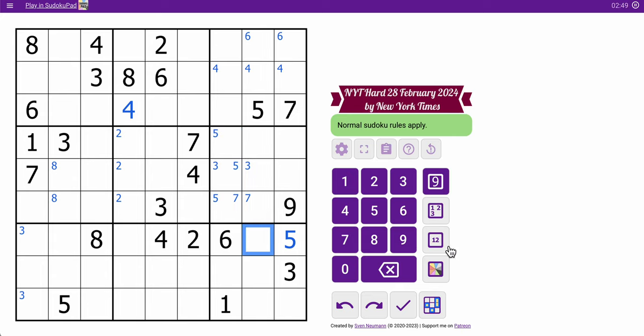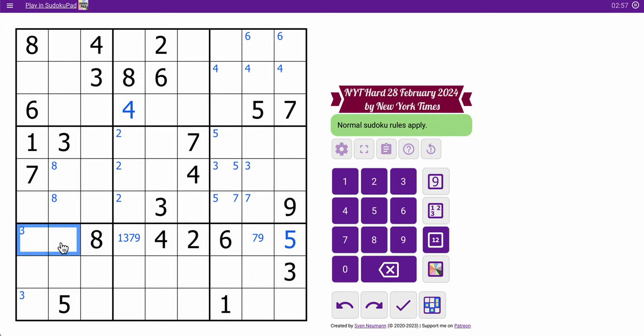Okay, this is one, this sees 1, 3, 5. This is 7, 9 only. This can be any of the odd. No, it can't be 5. 5 is now ruled out by box logic, and this one isn't 1 or 7. That's not 3. Wait a minute, this can't be 1. Oh, 1 is in two places. Poop.